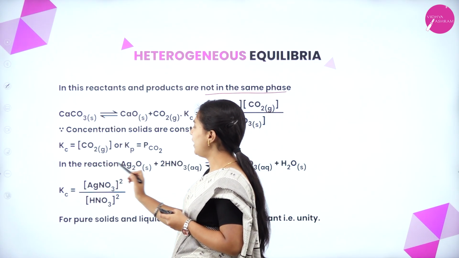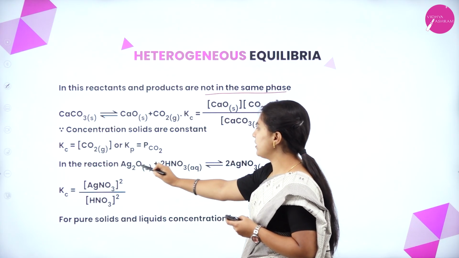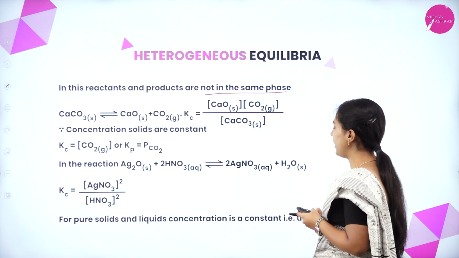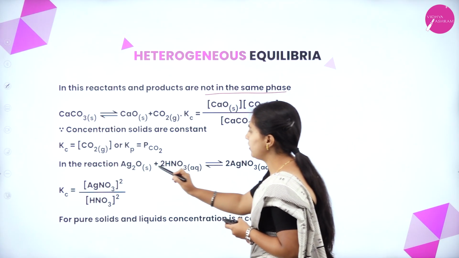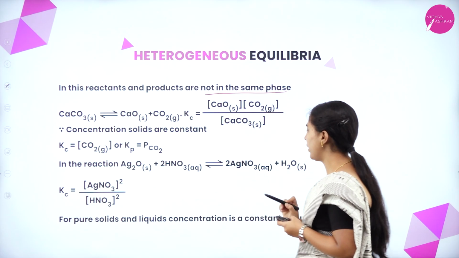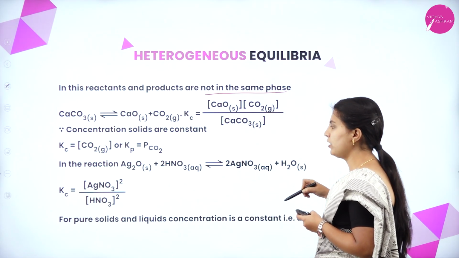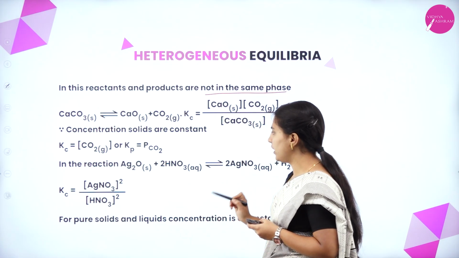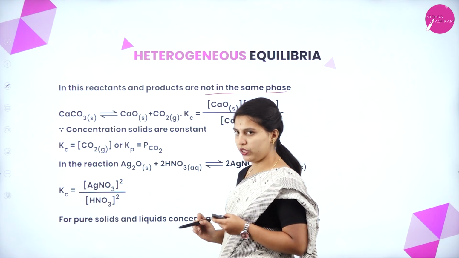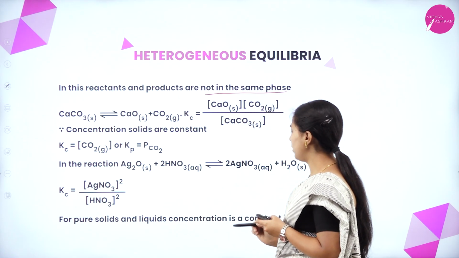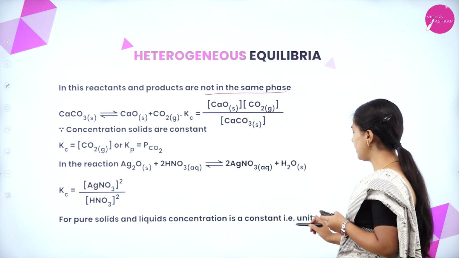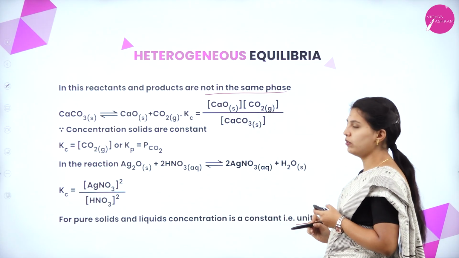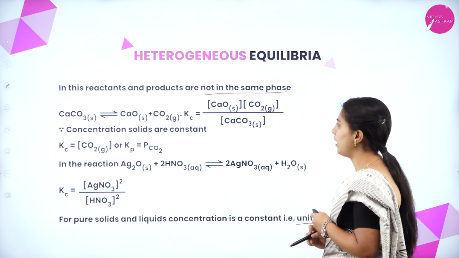That's why. In another reaction, silver oxide plus nitric acid will form silver nitrate and water. See here, this is in solid, this is aqueous, this is again aqueous, and this is in solid. What will happen? Kc equal to AgNO3 by HNO3. For pure solids and liquids, concentration is constant, that is unity. Okay, here also power 2 is there, here also power 2 will be applied.